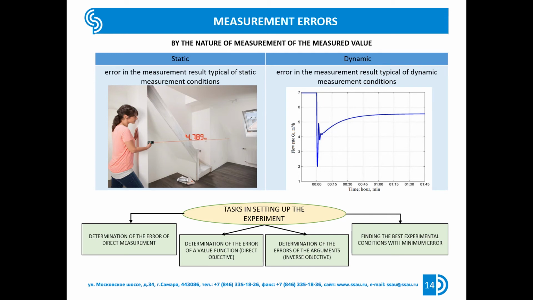The theory of experimental errors opens up the possibility of solving the following main problems that arise when setting up an experiment. Determination of the error of the direct measurements. Determination of the error of a quantity function given the known errors of its arguments. Such a problem is called a straightforward problem. Estimating the errors of the arguments if the error of the function is given and the type of functional dependence is known. Such a problem is called an inverse problem. Finding the best experimental conditions under which the error of the function is the smallest.